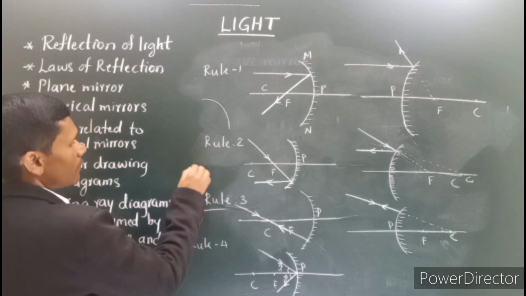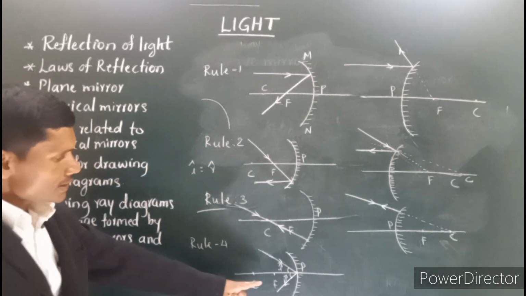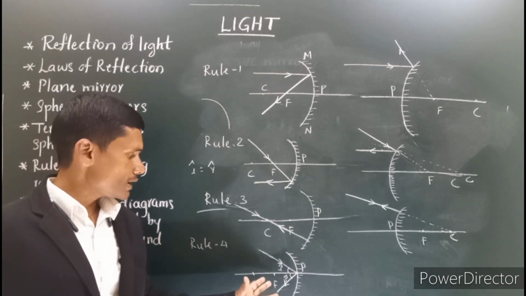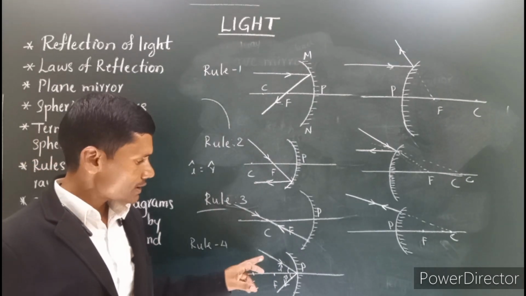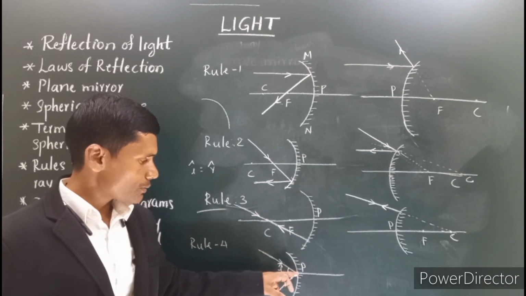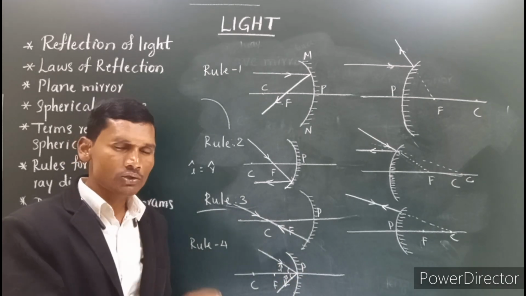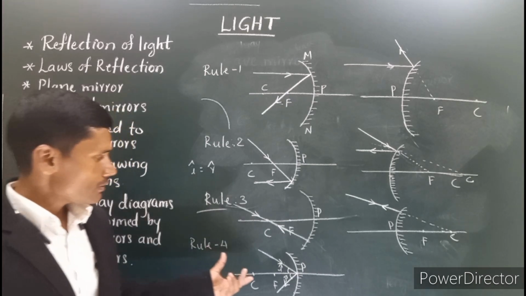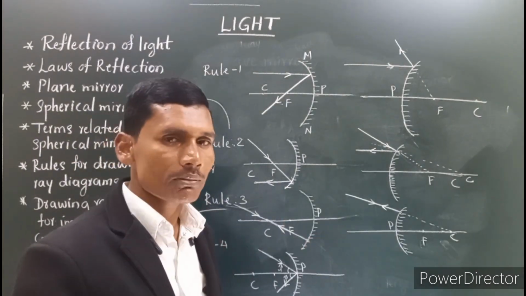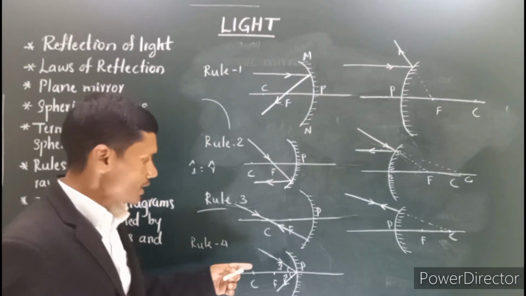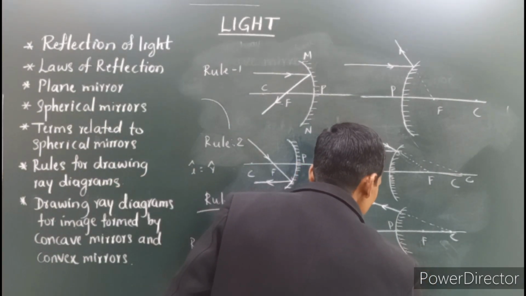So we can say angle of incidence is equal to angle of reflection. It is obeying the laws of reflection here also. That is, the incident ray, the normal at the point of incidence, and the reflected ray all lie in the same plane. That is also holding good. And both angles, the angle of incidence and the angle of reflection, are the same. That is also obeyed. This is the fourth rule. And what happens in case of a convex mirror?